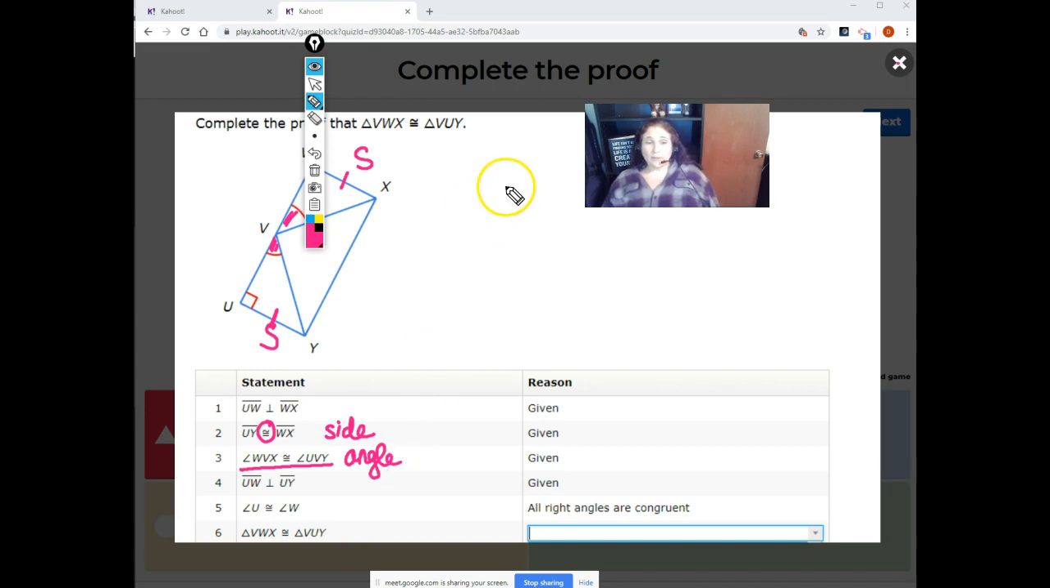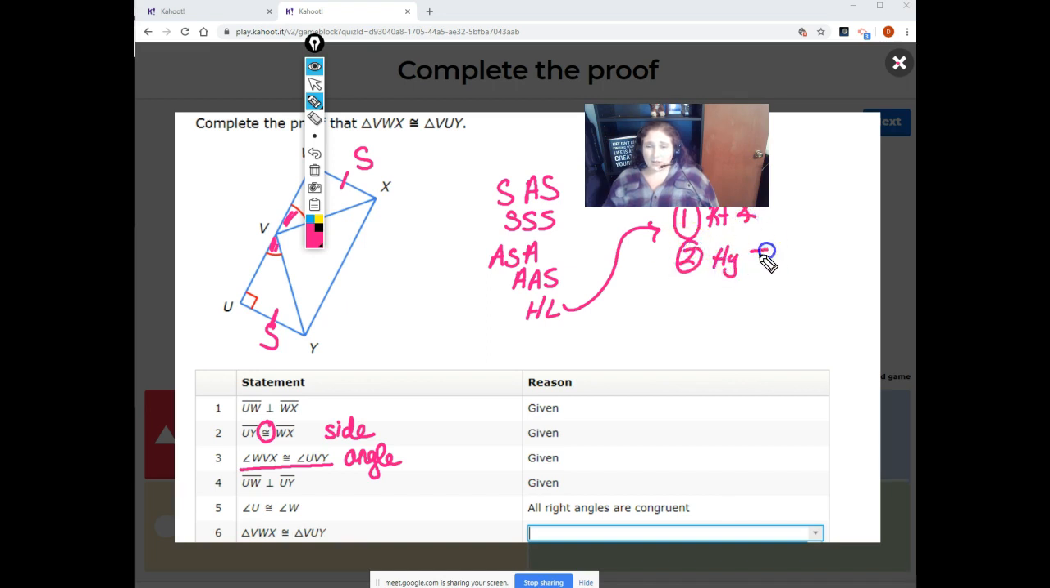So right away, when we think of our song, we've got side, angle, side; side, side, side; angle, side, angle; and then angle, angle, side. And of course, the last one's hypotenuse leg. Remember, for it to be a hypotenuse leg, first you need to have a right angle. Then you need to have the hypotenuses being congruent. And then you need to have a leg being congruent.